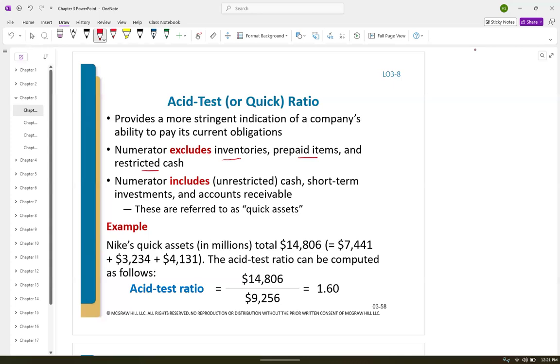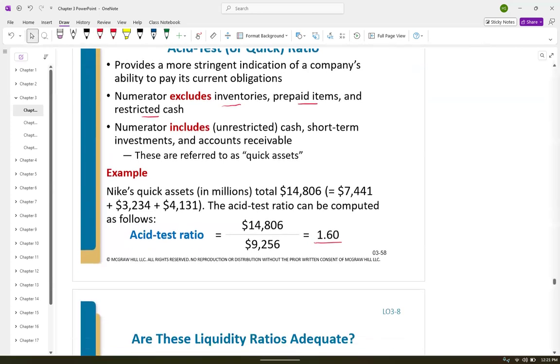So if this number drops below one, it's probably okay. We would compare that, and this looks very comparable to the current ratio, being really good and solid, with the acid test ratio also being really good. But again, don't panic if a company has this as less than one.